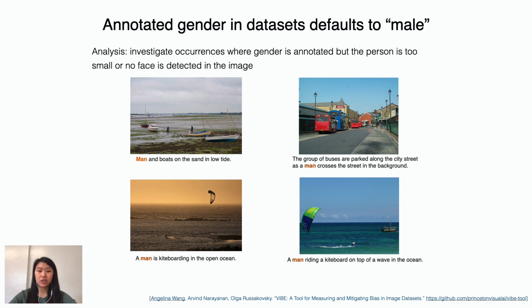We define two such situations, which is where the number of pixels that make up the person is below a particular threshold, or when no face is detected in the image. Gender labels assigned in these kinds of situations should be pruned from the dataset, as they are not an accurate characterization of the image.